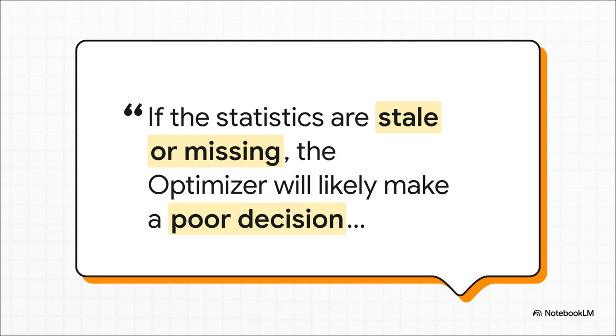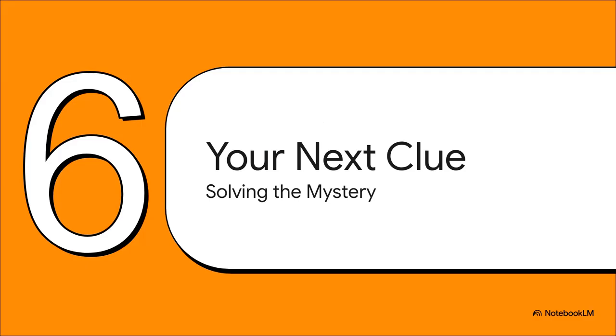It's a simple chain of events. The statistics are old or just plain missing. This leads the optimizer to make a bad guess. That bad guess leads to it choosing a bad plan, and that bad plan is the bad SQL that made our user complain in the first place. So, we've done it. We've followed the journey all the way from a vague user complaint down to a very specific cause, a bad decision, made by the optimizer because it was working with an old, outdated map.